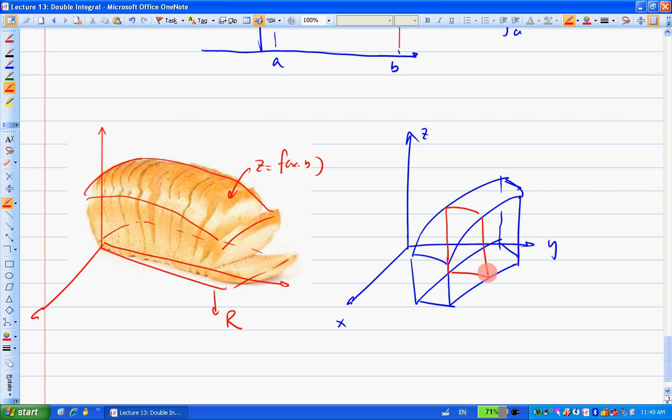In this particular case, what I'm slicing here is this line. Watch carefully. This line is parallel to the y-axis, at some value of x here. Is that okay? So the bottom is region R.